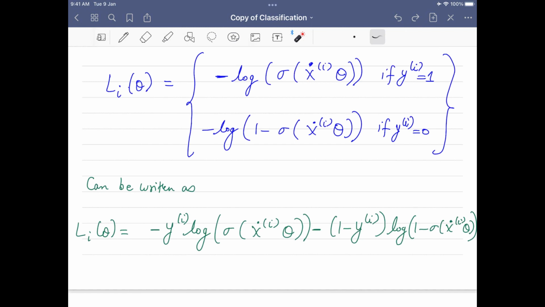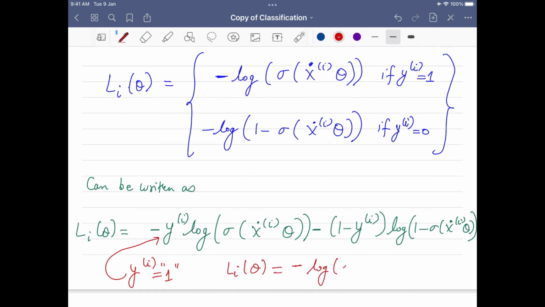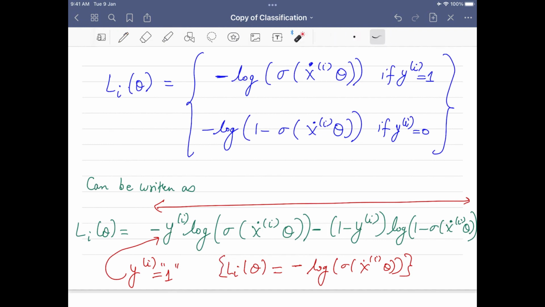Let us suppose you want to evaluate this particular expression for yi equal to 1. If you put yi equal to 1 here, then you will see that the corresponding loss function Li theta will be minus log sigma xi theta. This green expression will reduce to this expression, and this is the same expression which you have on top, when your yi is equal to 1.